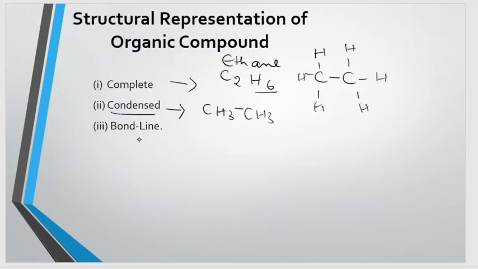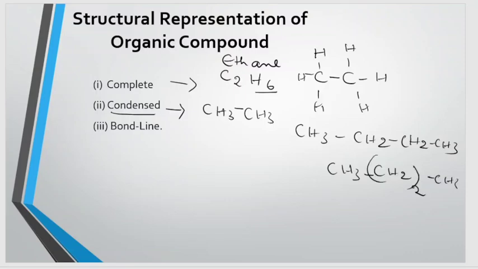Now suppose we consider a compound with more than one similar group. For example, if we consider CH3, CH2, CH2, CH3, we can just write CH3 and the CH2 as twice, then CH3. This is how to write the condensed formulas.